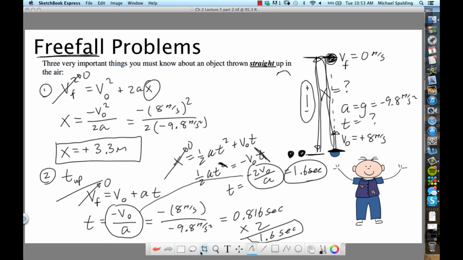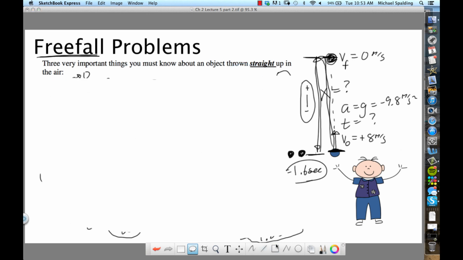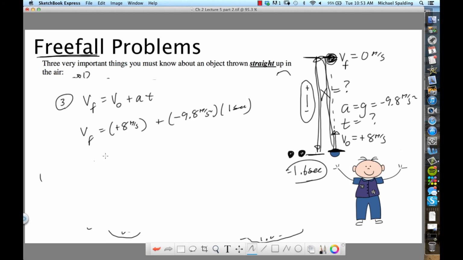Okay, last question and then we're done. Find the velocity of the ball 1 second after being thrown. So just make some space here. 1 second after being thrown. VF equals V initial plus AT. So V initial is positive 8. Acceleration is negative 9.8. Don't forget the negative. Time is 1. So then V final comes out as negative 1.8 meters per second.